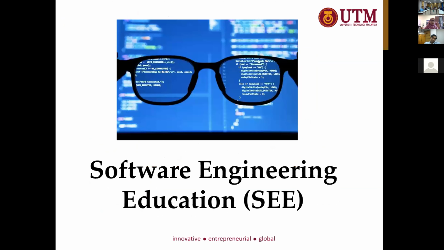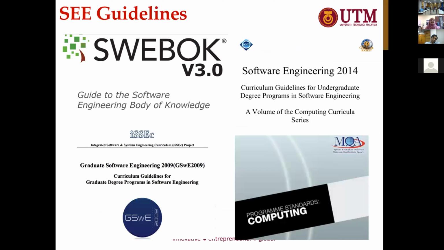Okay, let's focus on software engineering. There are many guidelines available. For example, we have SWEBOK, the Software Engineering Body of Knowledge. We have guidelines for undergraduate. We have guidelines for postgraduate. Like in Malaysia, we have a computing standard guideline by our ministry, where one of the fields of focus in this standard is also software engineering.